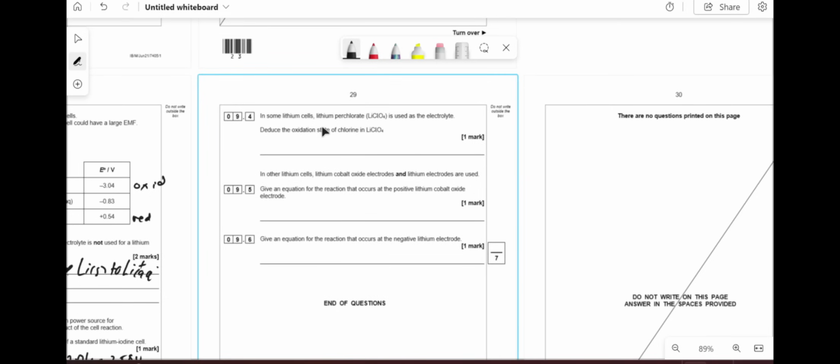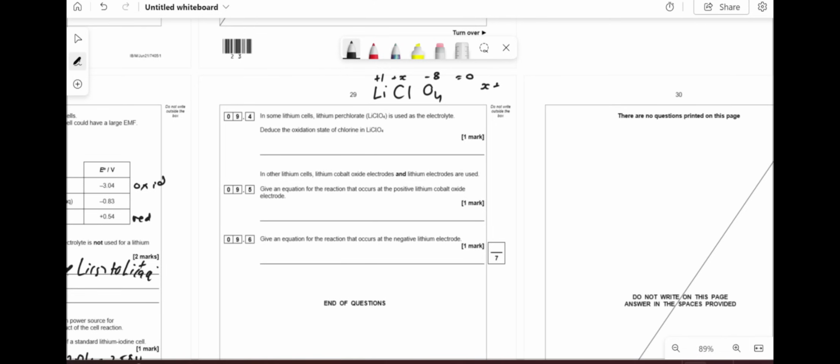In some lithium cells, lithium perchlorate is used as the electrolyte. Deduce the oxidation state of chlorine in lithium perchlorate. So if you split it up into its little bits, LiClO4. The oxidation state of O4, oxygen is always -2, so that's going to be -8 overall. Oxidation state of lithium as a salt is going to be +1. So +1 plus X plus -8 equals 0. So X has to equal 7. So it's +7 in this case.